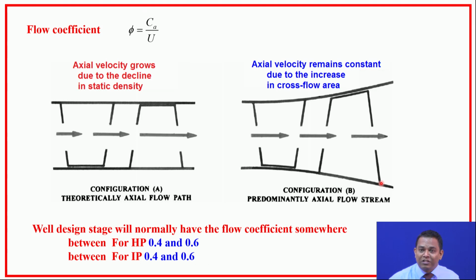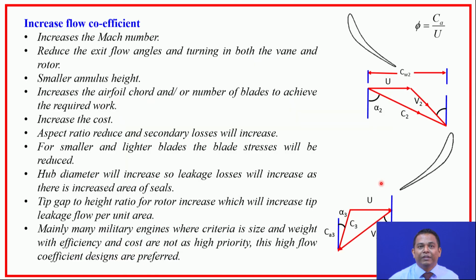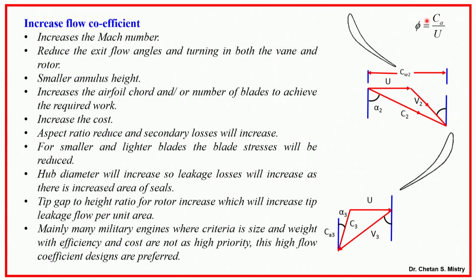What is the importance of that? Very soon we will see. Now let us try to understand in terms of flow coefficient. Suppose I have a higher flow coefficient. What does it mean? Higher the flow coefficient, higher will be your velocity, or lower will be your peripheral speed. Or you can say in this case, higher will be my rotational speed, or the diameter.